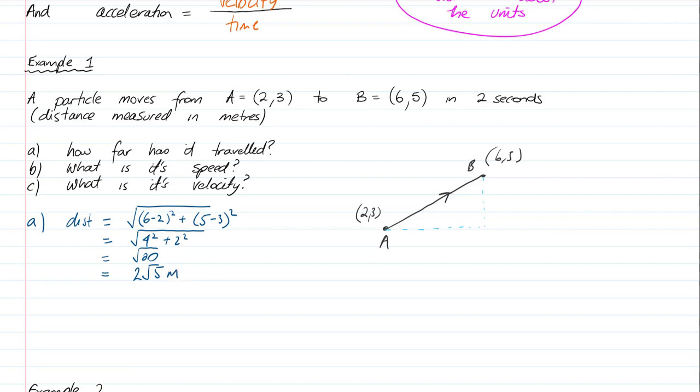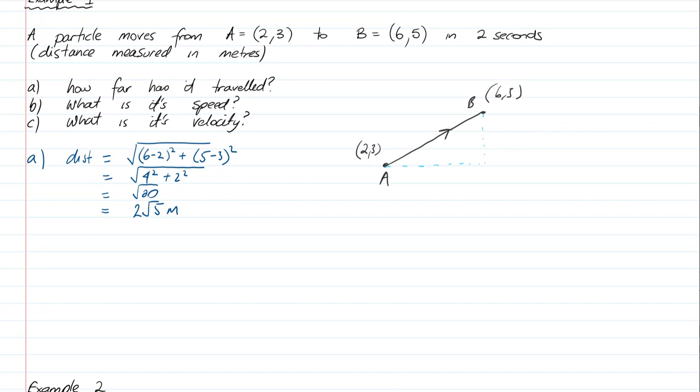That's right. Now it asks for the speed. So remember, we're dealing with speed, and the speed doesn't have a direction. So our speed is just simply equal to distance over time, which in this case is equal to 2 root 5 over 2 seconds. So that's just root 5 meters per second.